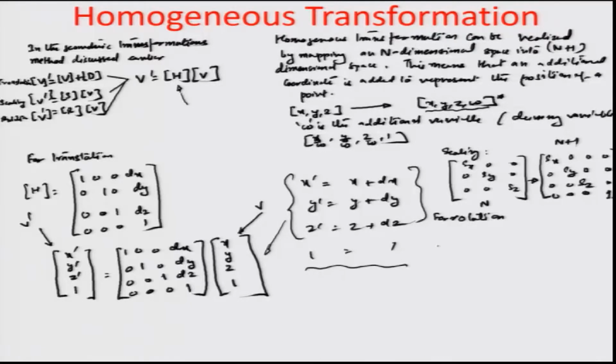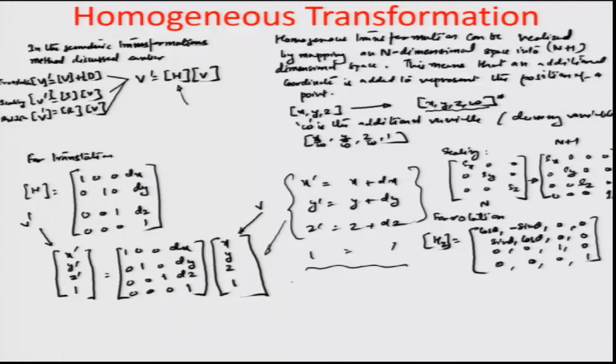So, we have rotation along z represented through cos theta, minus sin theta, 0, 0; sin of theta, cos of theta, 0, 0; 0, 0, 1, 0; and 0, 0, 0, 1. That is how the rotation around z is represented.